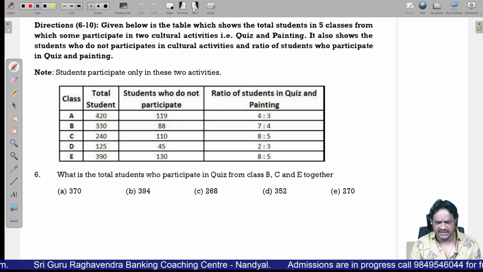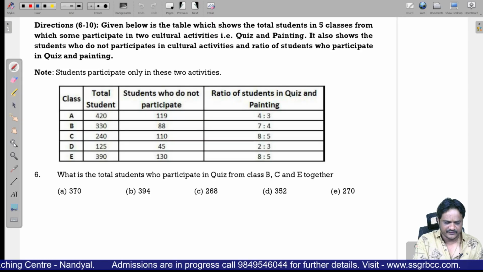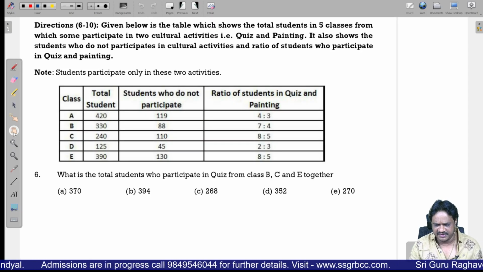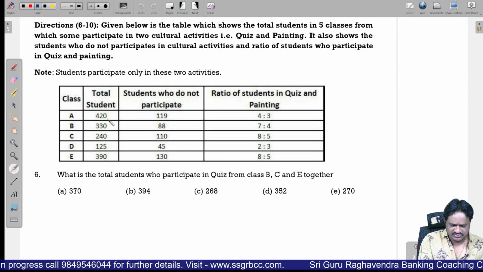This is one data. It is given the table which shows the total number of students in 5 classes, who participate in 2 cultural activities, quiz and painting. It also shows the number of students who do not participate in any activity and the ratio of the students who participate in quiz and painting. There are total some students there.